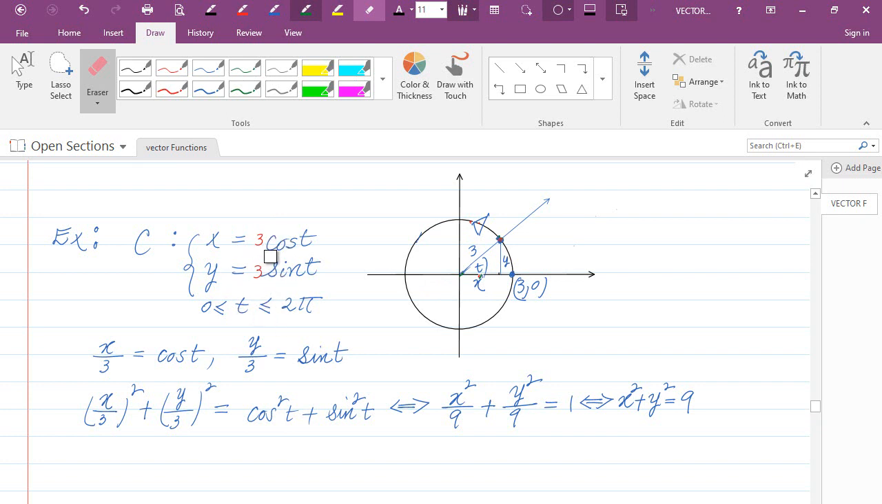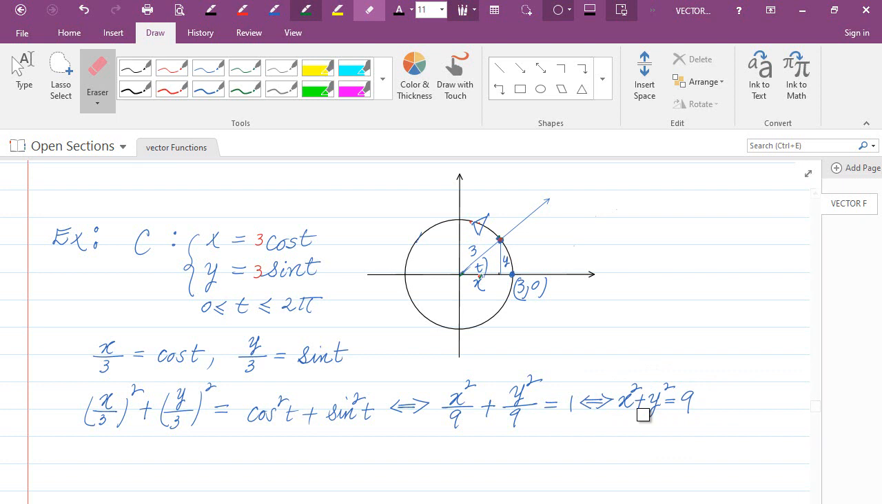Well, notice that if I look at x divided by 3 and then y divided by 3, then I get cosine t and sine t, and then if I square them, I get x over 3 squared plus y over 3 squared, which is cosine squared plus sine squared, which would be equal to 1. So then I get that x squared over 9 plus y squared over 9 is equal to 1. So then I get x squared plus y squared is equal to 9. So that tells me that we get a circle of radius 3 centered at the origin.